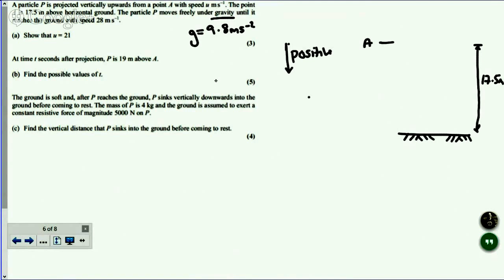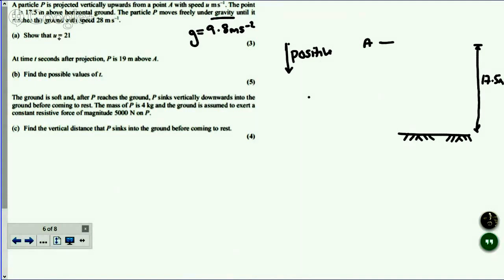The acceleration due to gravity, if you do physics, I think it's 9.81. So it reaches the ground with a speed of 28 meters per second. Show that the initial velocity is 21.